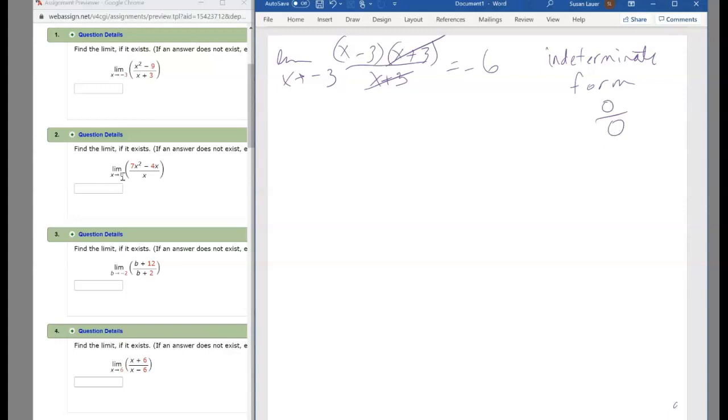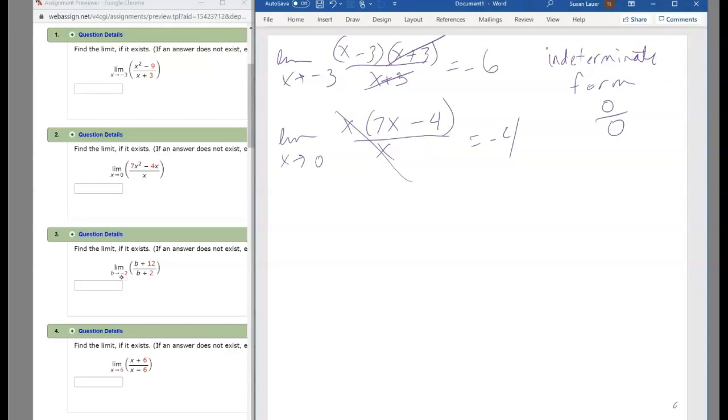As x goes to 0 here, if I put 0 in, I get 0 over 0. That's indeterminate. So again, I can factor. The limit as x goes to 0, and the top factors, notice an x comes out, and I'm left with 7x minus 4 over x. The x's go away. I put 0 in, I'm left with -4. So these should be really quick.